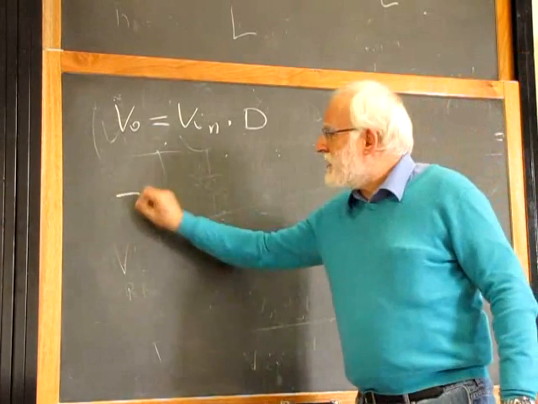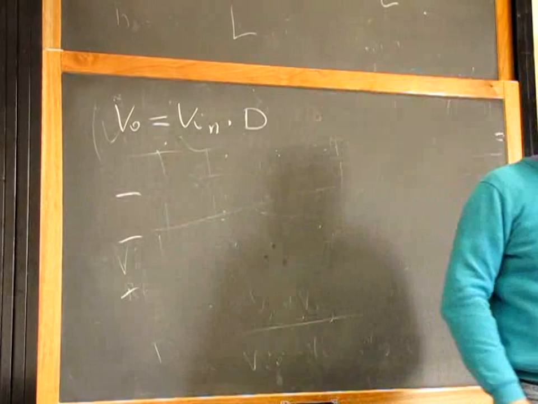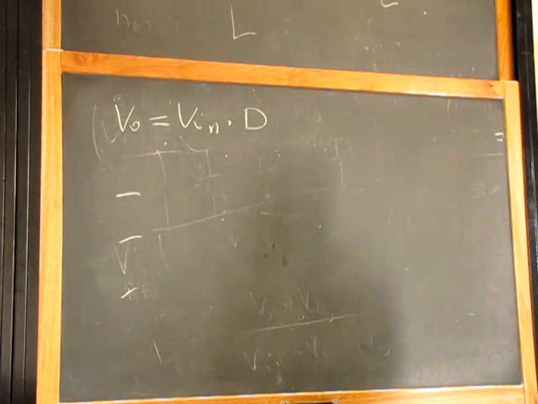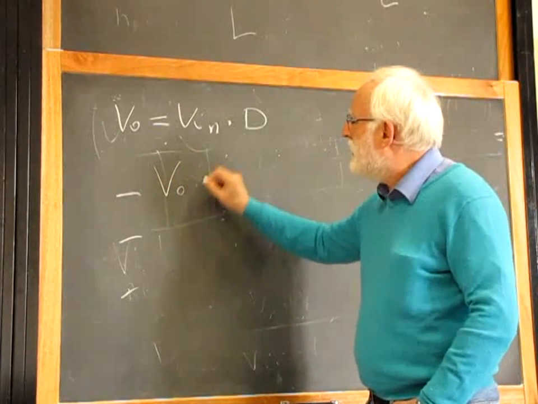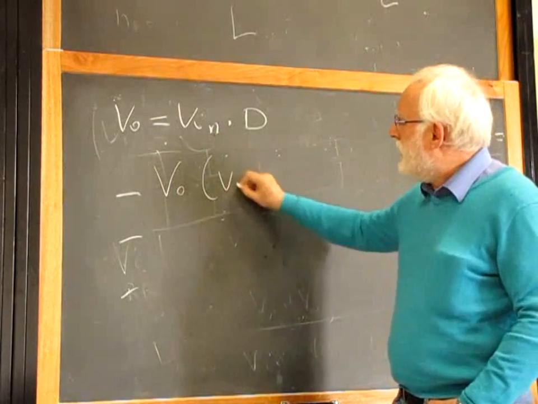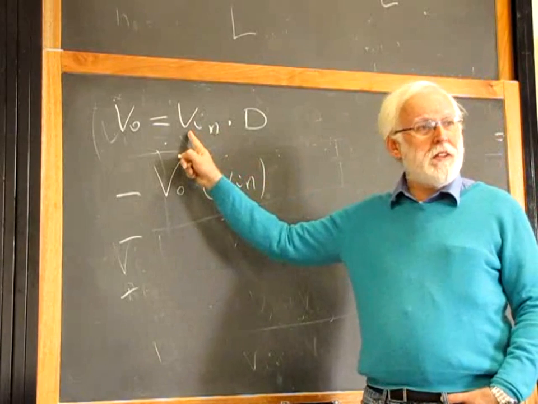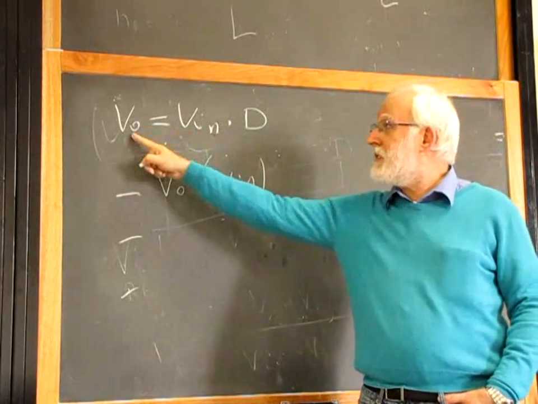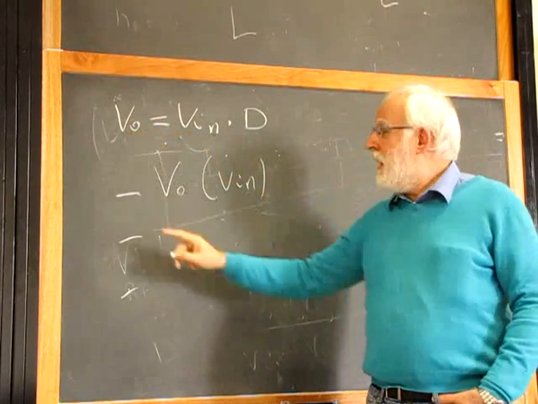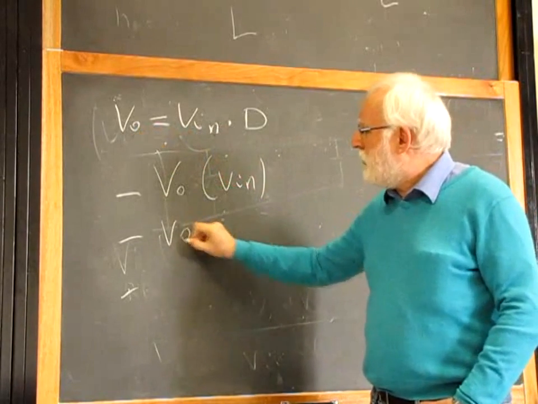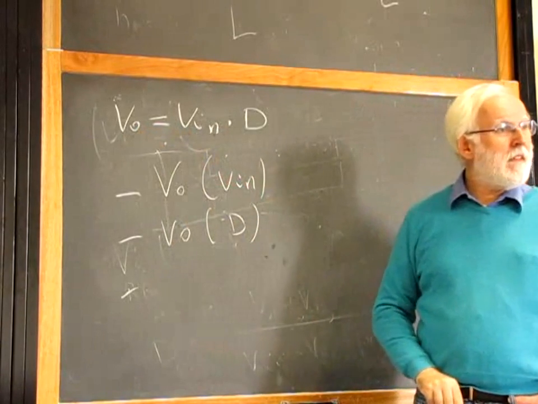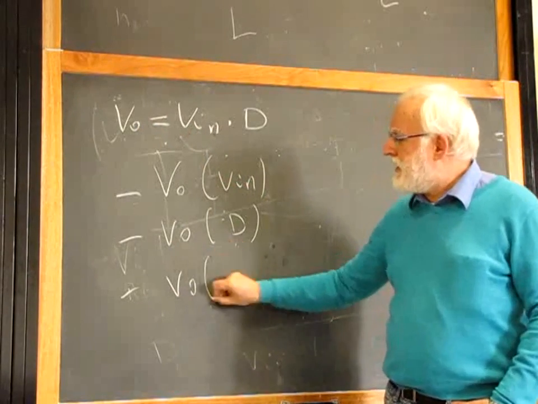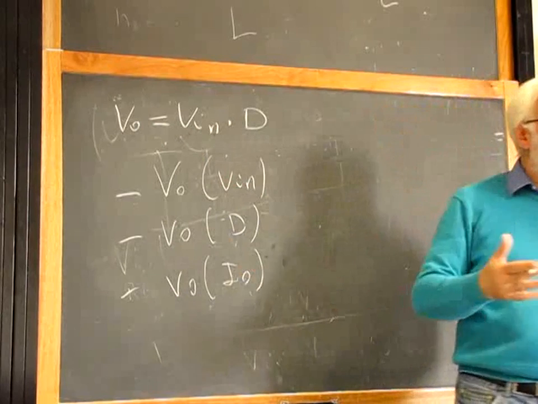There are three parameters that can be evaluated for each topology. We will do this for each topology that we will study. And these parameters are: how much the output voltage changes as a function of the input voltage. If I change the input voltage, keeping everything else constant, does the output voltage change? How much does the output voltage change as a function of duty cycle? How much does the output voltage change as a function of the output current, the load?